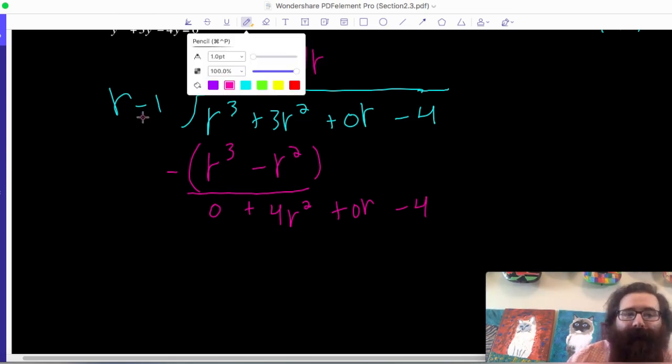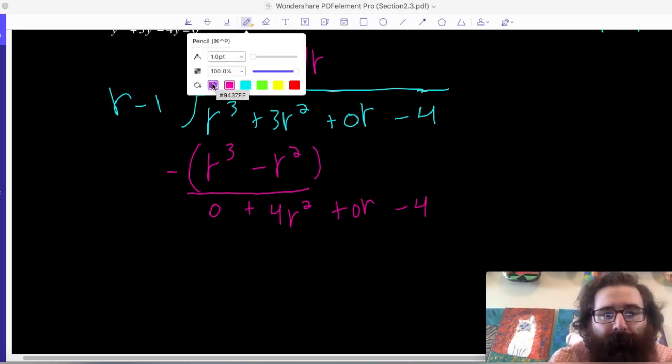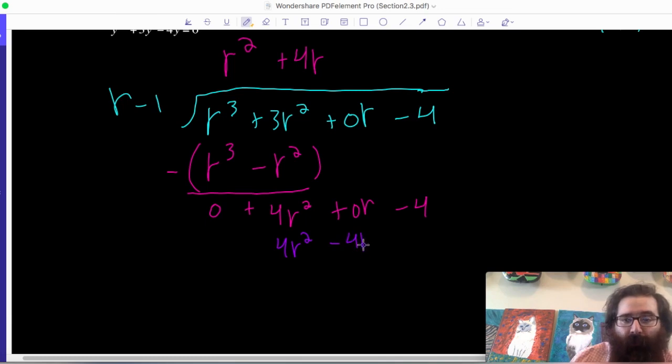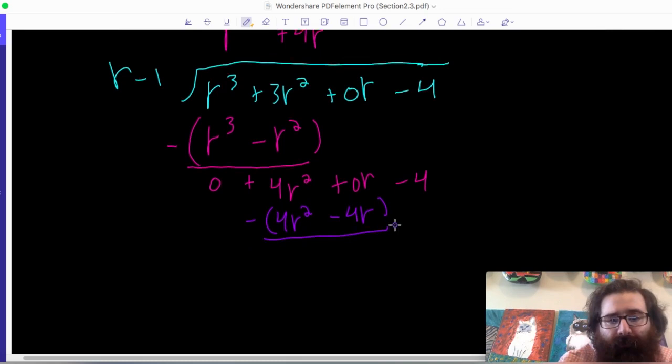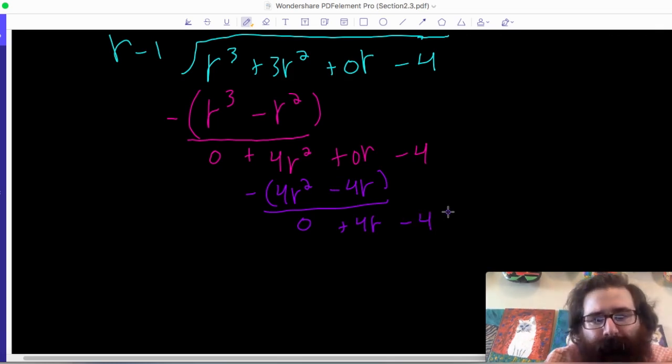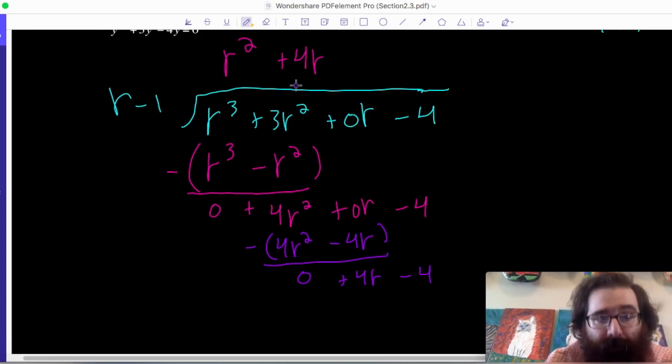Let me get another color. 4r times r minus 1: 4r times r is 4r squared, and 4r times minus 1 is minus 4r. And subtract in between. Notice 4r squared minus 4r squared gives me 0. That's why we picked it. 0r minus negative 4r gives me plus 4r, and then minus 4 I just bring along down. And then we start this process again.